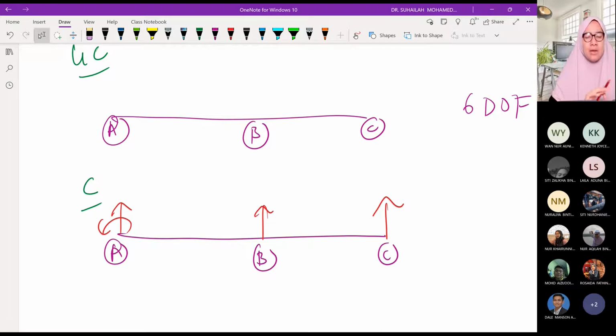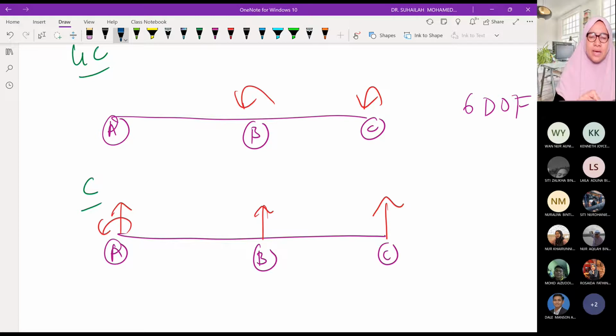So at A, no need to put anything. At B, we have to put another one, which is in the Z component. And at C, we have to put another one, also in the Z component. Okay. And after that, we have to label, and the label must be started from unconstrained.